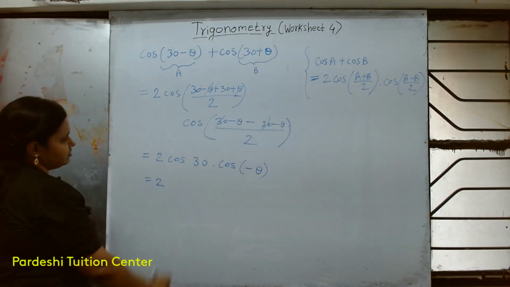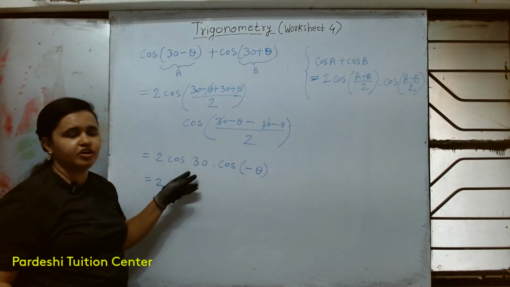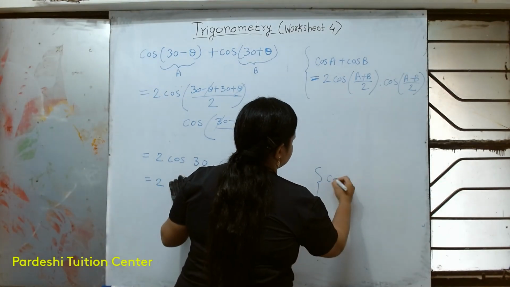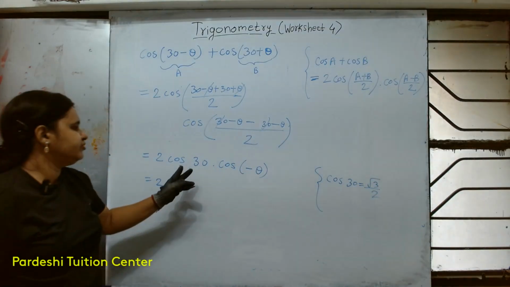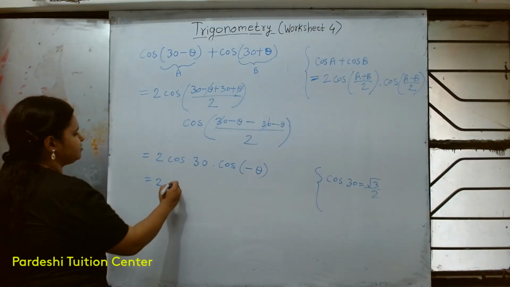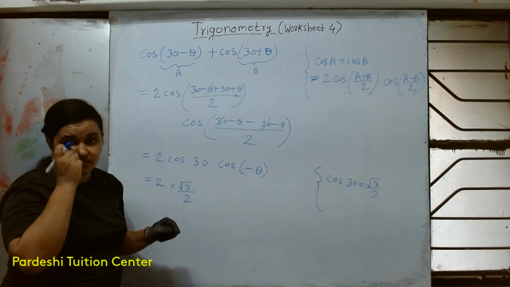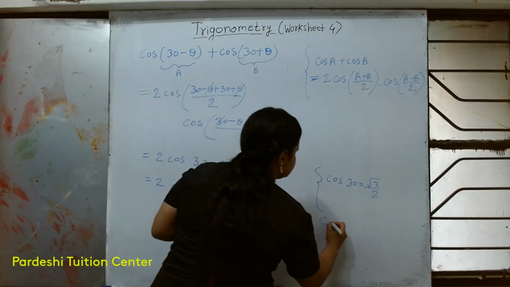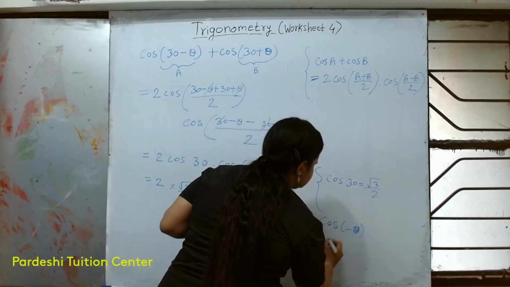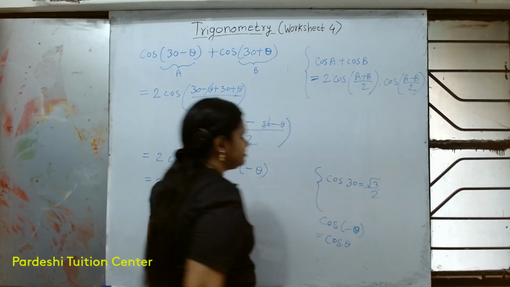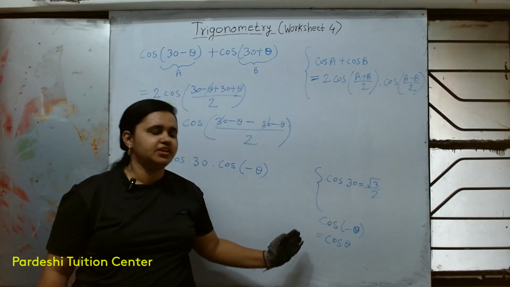Now the value of cos 30 is root 3 by 2. Okay. So we will put that value in this. So cos 30 will be root 3 by 2 into cos of minus theta. Now cos of minus theta is, do you remember? We took it in the first lecture. Cos of minus theta is always cos theta. Okay. Sin of minus theta is minus sin theta. Cos of minus theta is only plus cos theta.